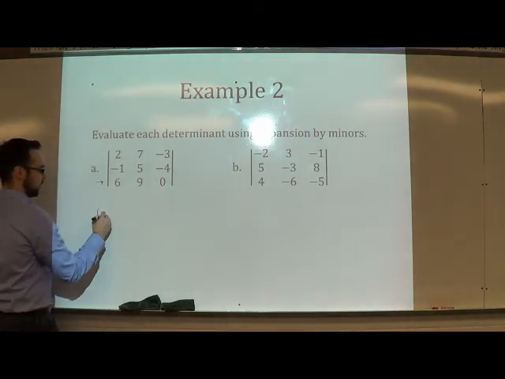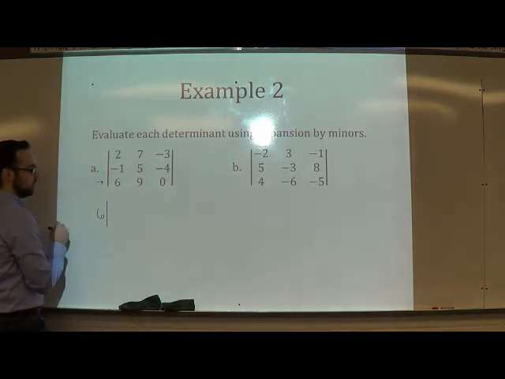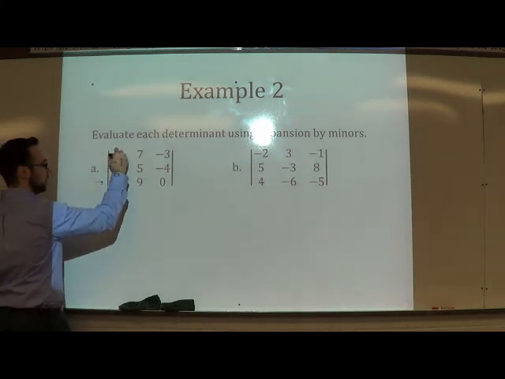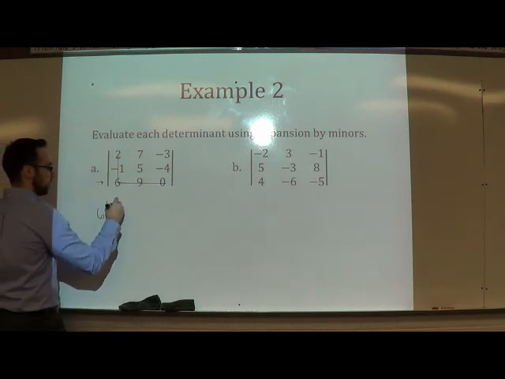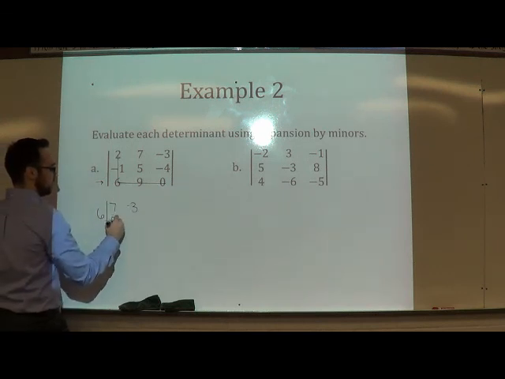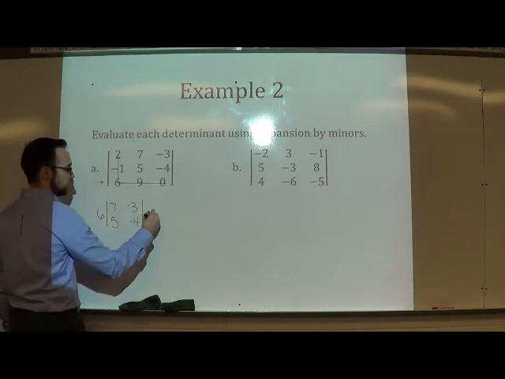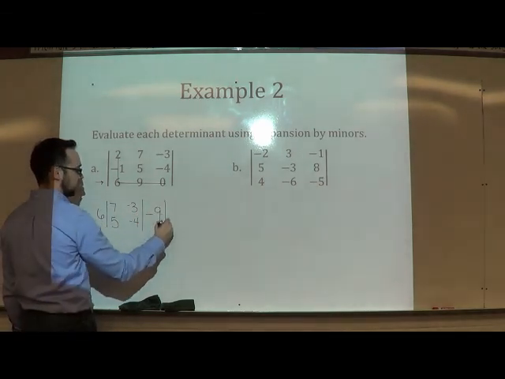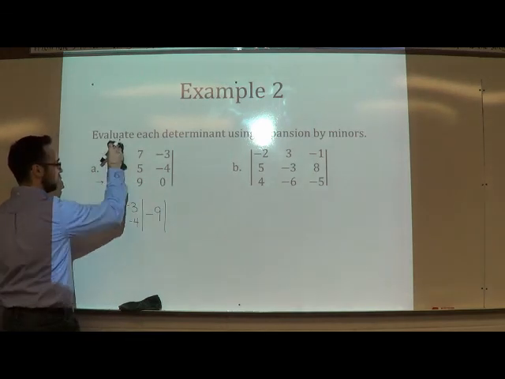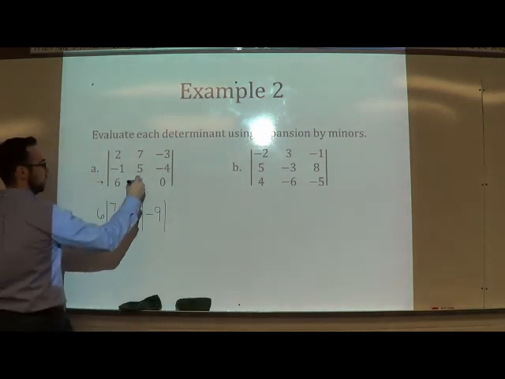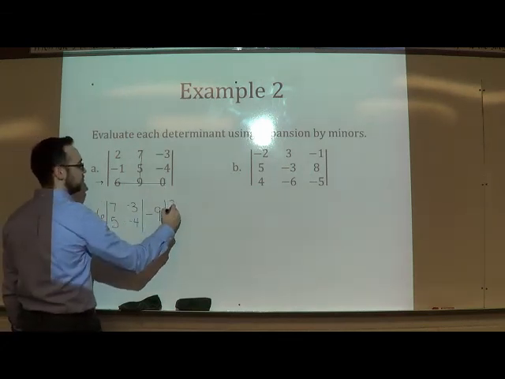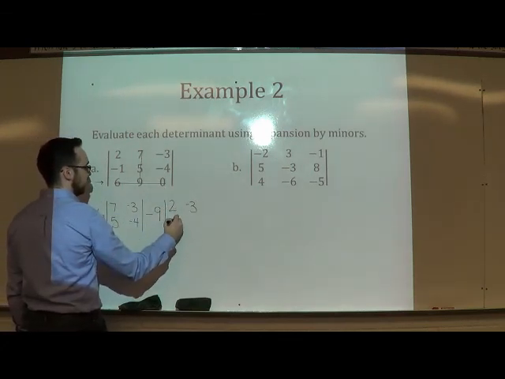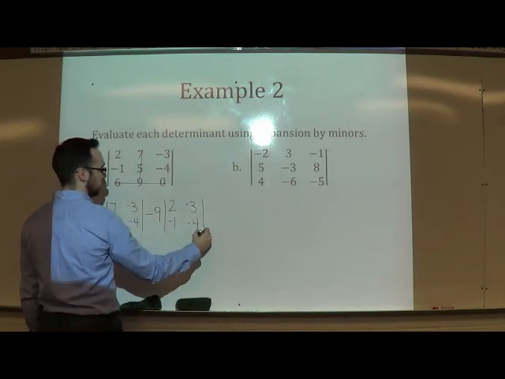So first we start with 6. And I'm now going to have a 2 by 2. I eliminate the column and row that is contained with 6, and I'm left with 7, -3, 5, and -4. Subtract 9. So let me get rid of these lines. And now we're going to eliminate 9's row and column. And I have 2, -3, -1, -4.